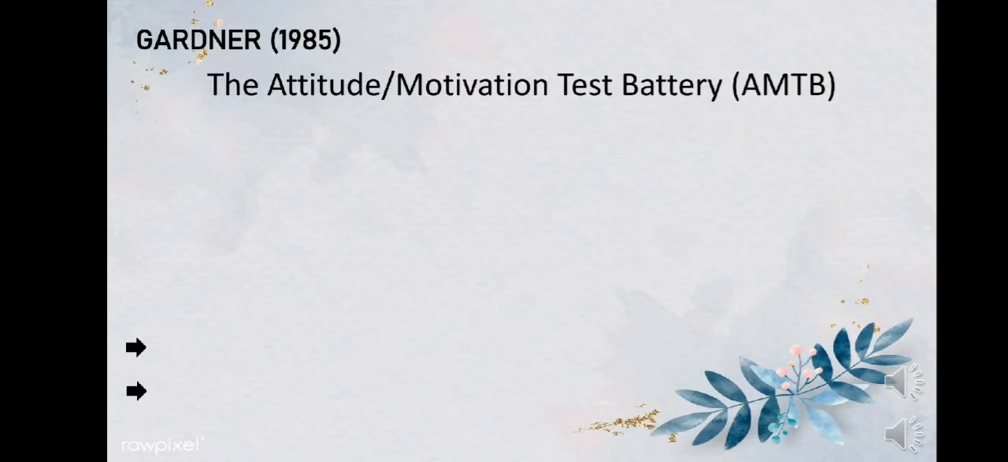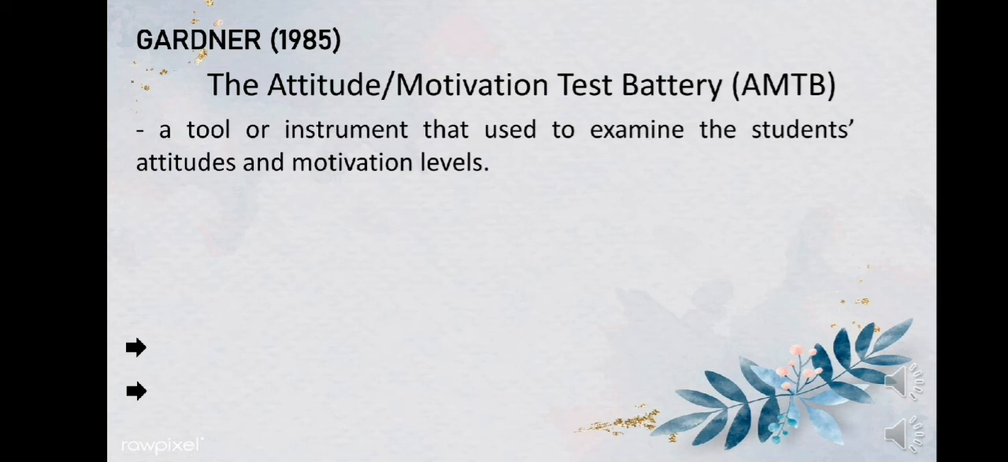Next is the Attitude or Motivation Test Battery, or AMTB, by Gardner 1985. Most of the studies use this instrument to examine the students' attitudes and motivation levels. So AMTB is a survey used to study motivational quantity, which it divides into three dimensions or categories.